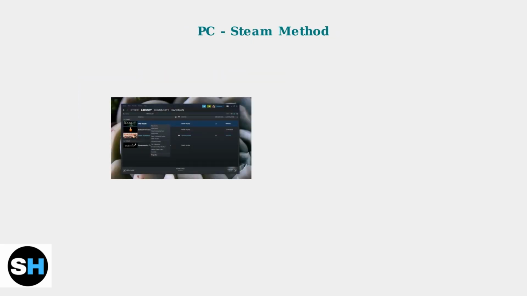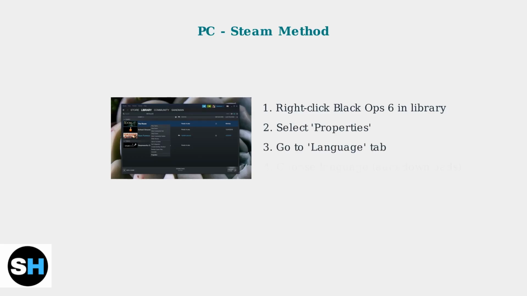For Steam users, the process is slightly different. Right-click on Black Ops 6 in your Steam library and select Properties from the context menu. Navigate to the Language tab in the Properties window, select your desired language from the drop-down, and Steam will automatically download the required language pack.